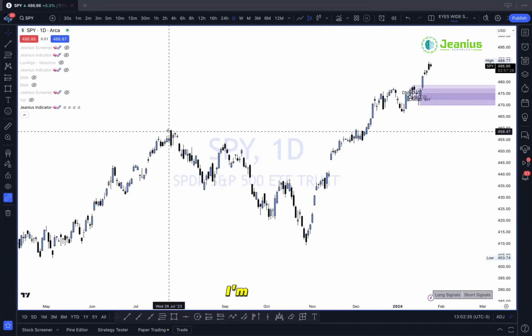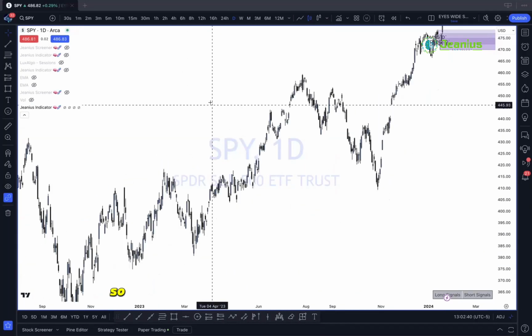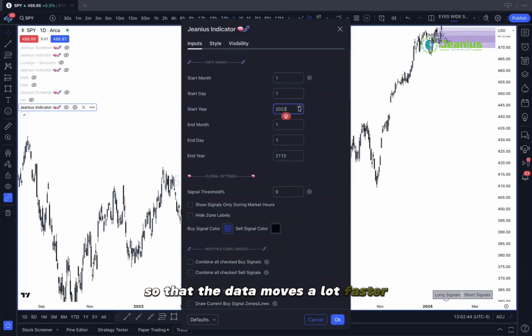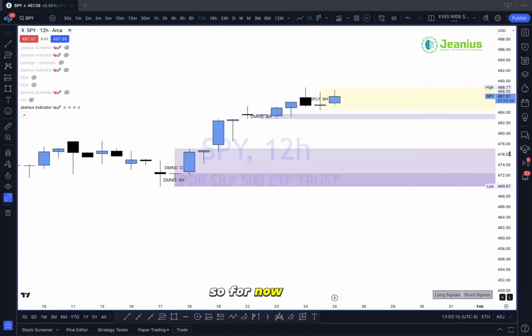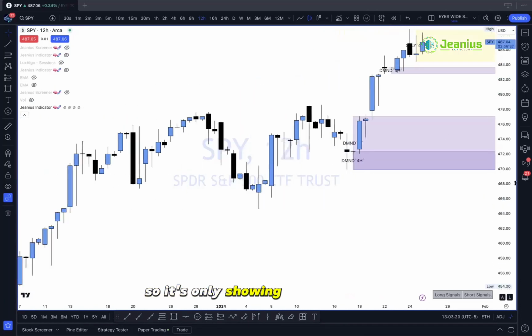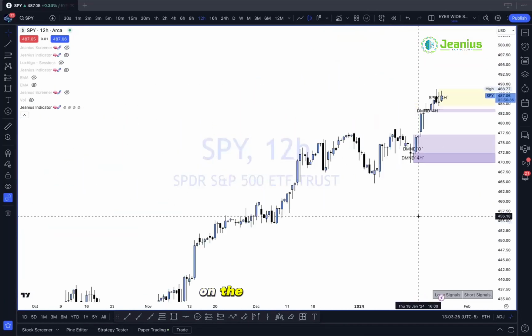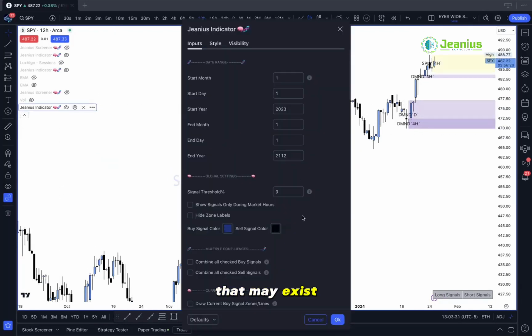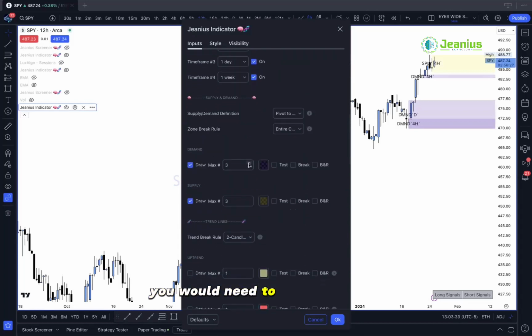If you notice, I'm on 2023. What I want to do is bring this data up so that the data collects a lot faster. So for now, I did pick up to 3 demand zones, so it's only showing me up to 3 on the demand side. The only way to find any other zones that may exist is to up this number.